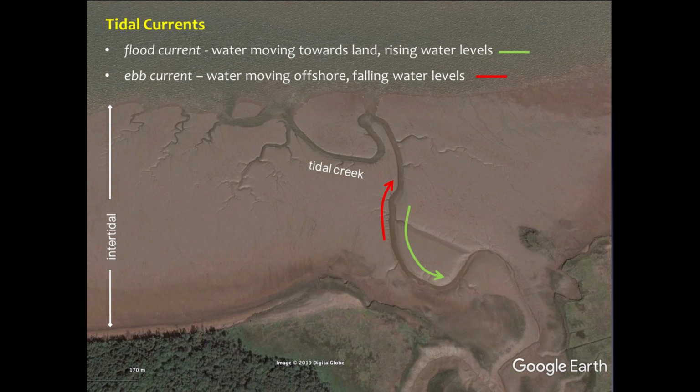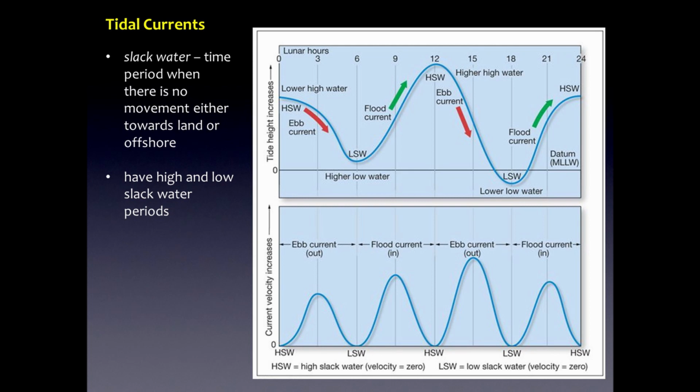Then, as the tide goes out, we have the ebb current. That's water moving offshore. We have falling water levels. This is indicated by the red arrow that we see in the image. We also see that during this tidal cycle, when we have flood currents bringing water in and ebb currents bringing water offshore, we do have times of slack water.